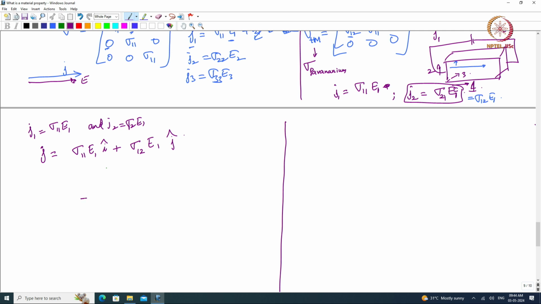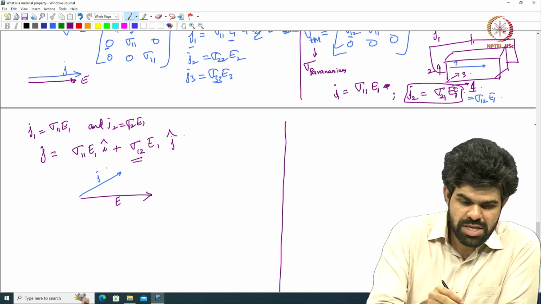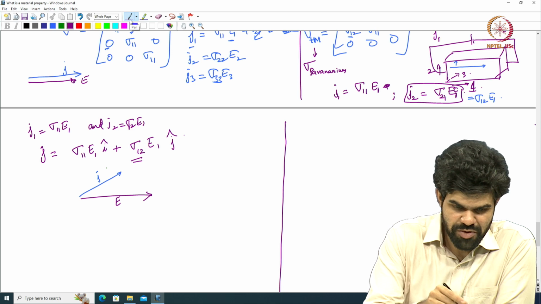So, that means if I have an electric field which is in this direction, then my current, which I am going to draw with a blue arrow, is in a different direction, right. This is J, this is E. So, in general, for crystals, as we will see in later parts of this course, for crystals of lower symmetry, which are not isotropic and do not have so many symmetry elements, you can always have these transverse components such as sigma 1 2, right. Now, there is one experiment where, okay.